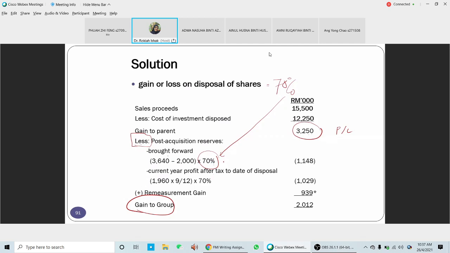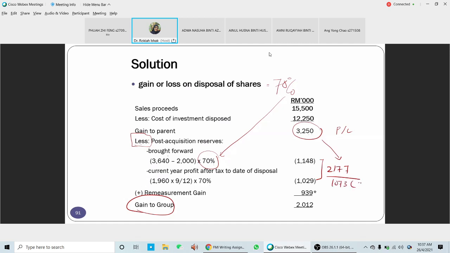So you're going to have 1148 that you have here, 1148. And then you're going to have a current year profit share. Okay, 70%, 1029. If you total up 1148 plus 1029, you're going to have 2177. When you compare with this one, 3127 minus 3254, we're going to have 1073.